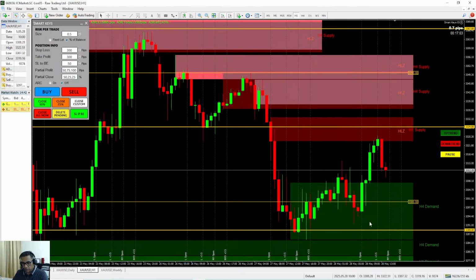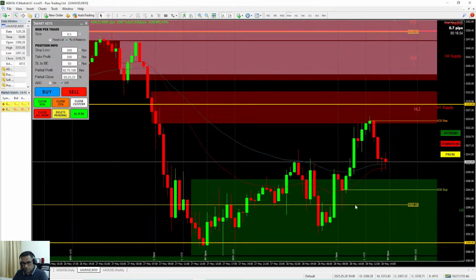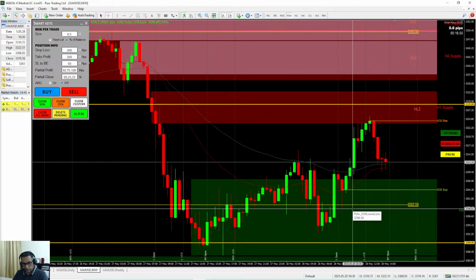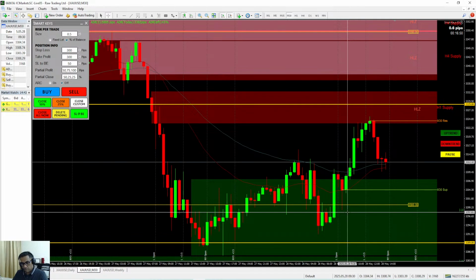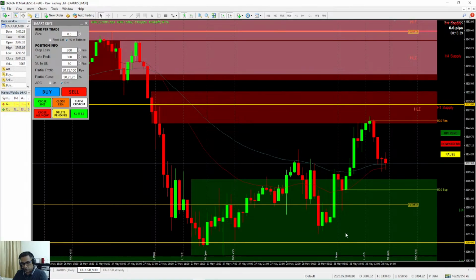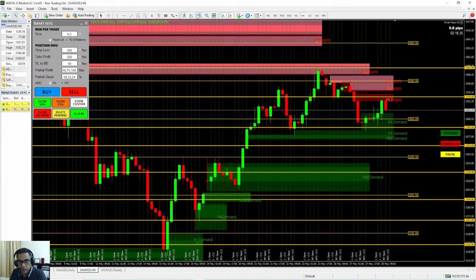So let's take a look at this area again because we've come off this psychological round number. Yeah, it's good. That's good. Yeah, there's a zone there. There's a zone just above it. Yeah, so we've combined them. Okay, that's fine. Keep it as one zone. It covers the entire area.